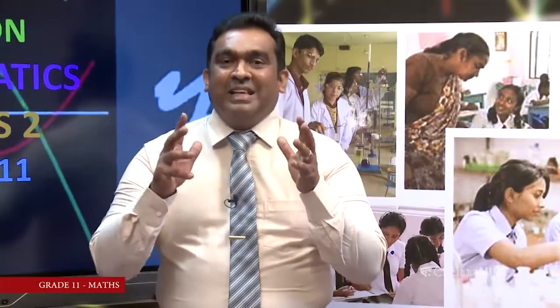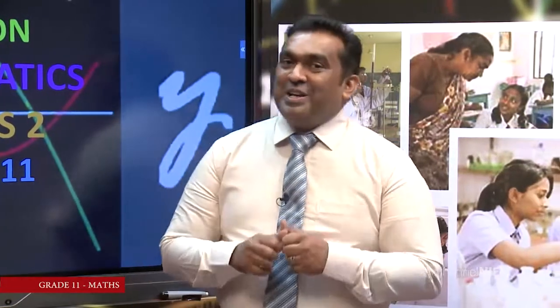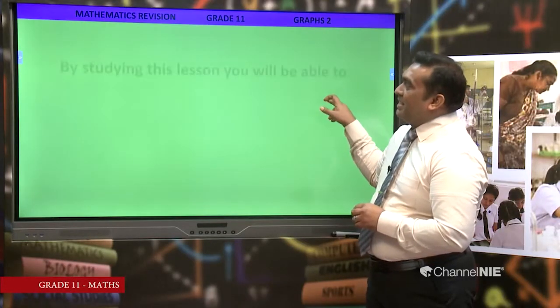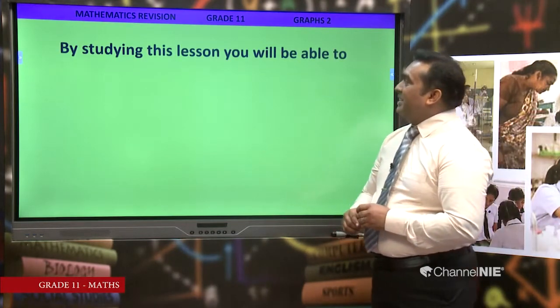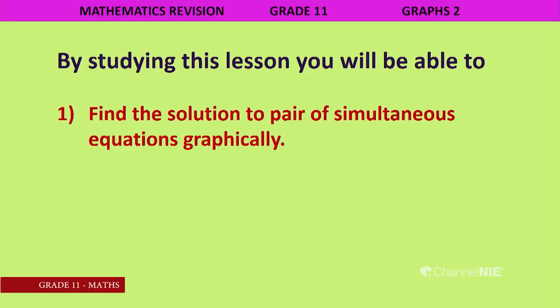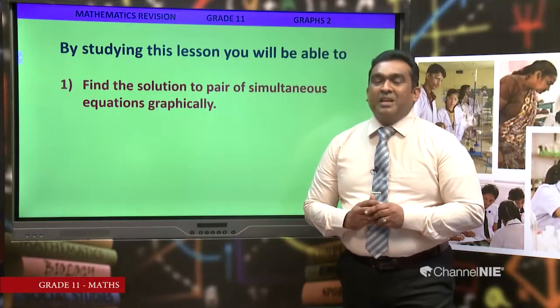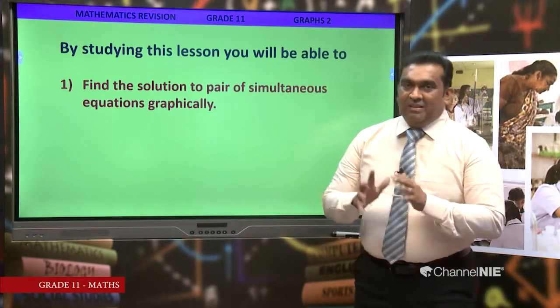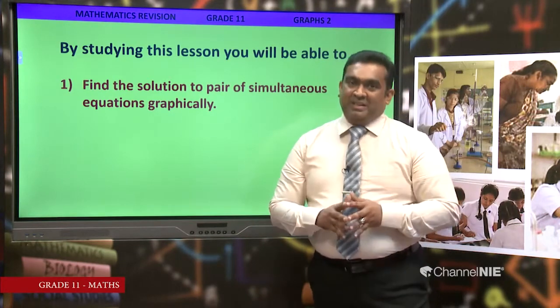First, have a look at our learning outcomes. What are the things we are going to identify, understand and learn? Learning outcomes. By studying this lesson, you will be able to find the solution to a pair of simultaneous equations graphically. How to solve a pair of simultaneous equations graphically? There are two methods of solving a pair of simultaneous equations: the algebraic method and the graphical method. In this program, we are going to discuss the graphical method.